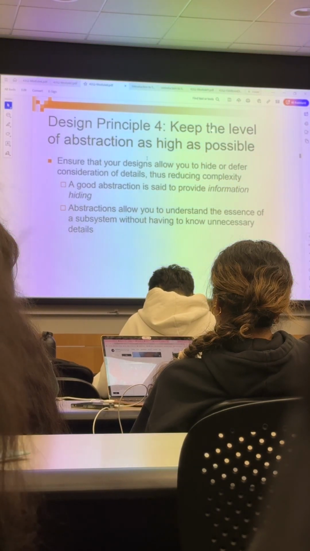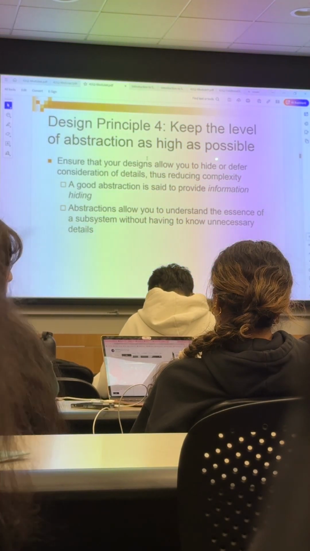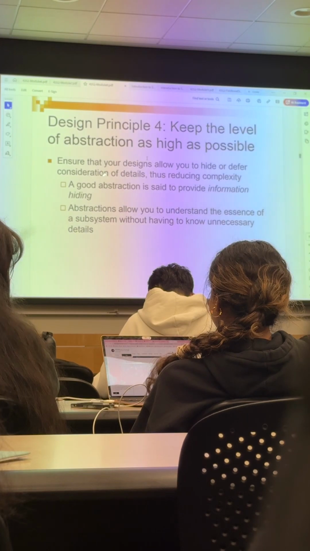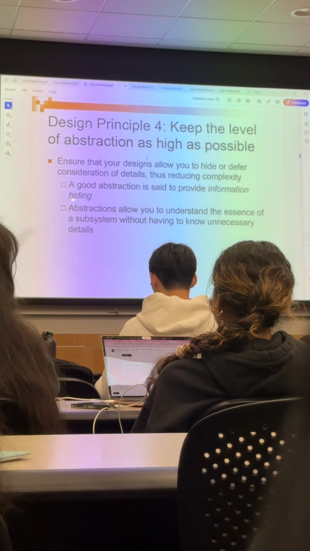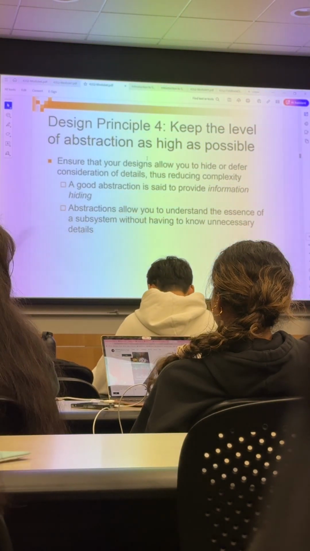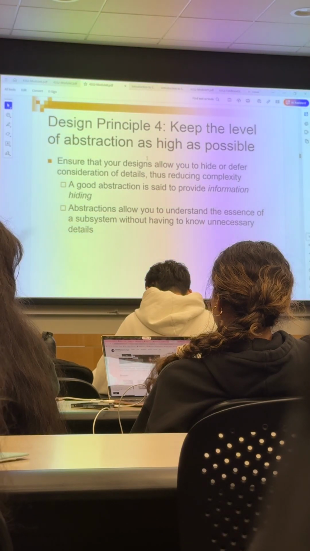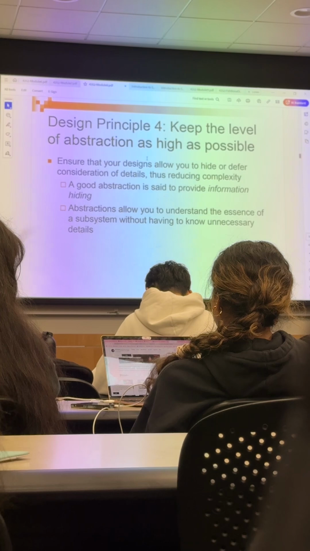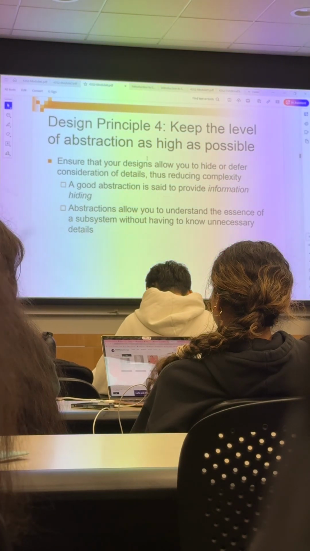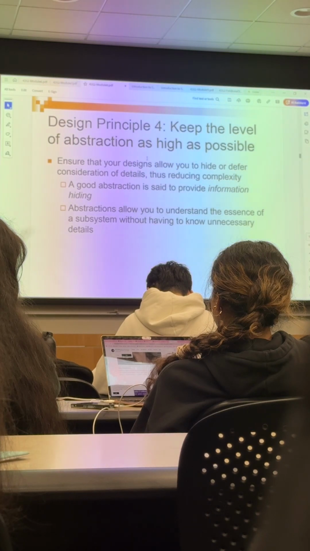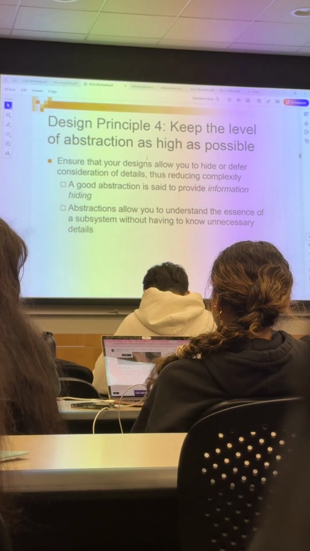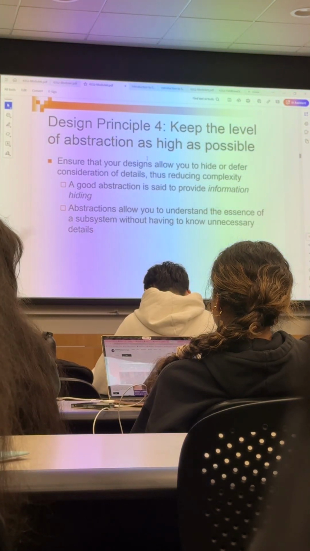Design principle 4, keep the level of abstraction as high as possible. You all know this from object-oriented programming. Information hiding: you want to hide the details of your implementation and only expose the characteristics or attributes of the system that other systems need for interfacing. So we are going to use get methods and set methods. We won't expose the inherent data directly to other systems. That's called abstraction or information hiding.